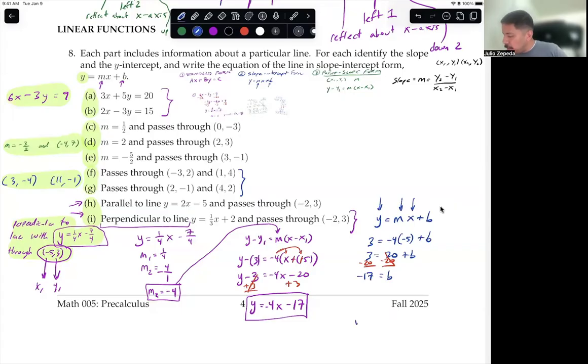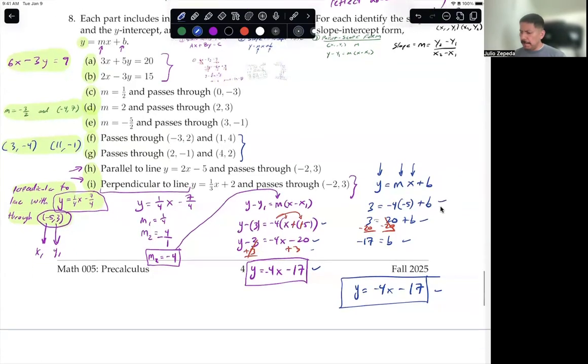And so now we can write y equals mx plus b. The b is negative, so I'll put -17. Notice we get the same answer. Took about the same amount of steps. 1, 2, 3 steps, and then we write our equation. It's about the same.